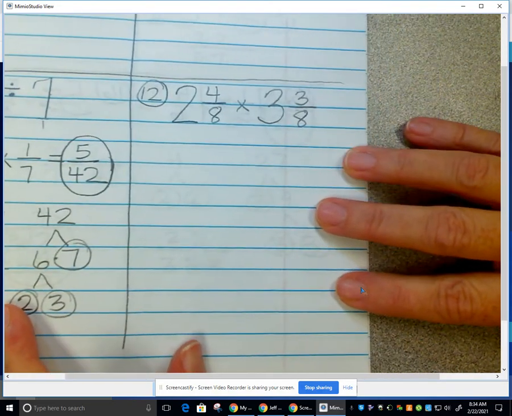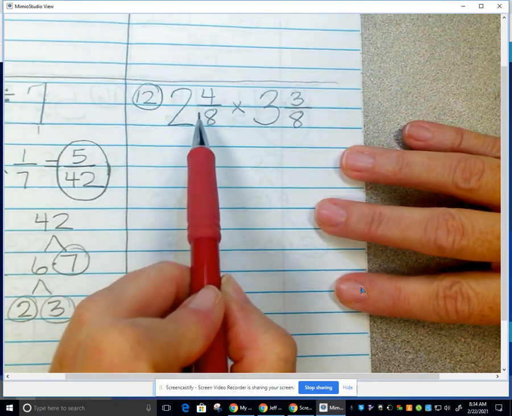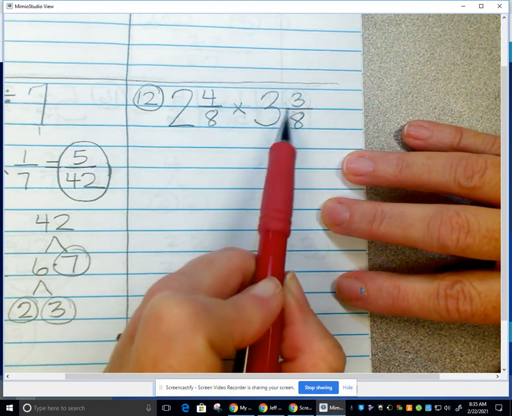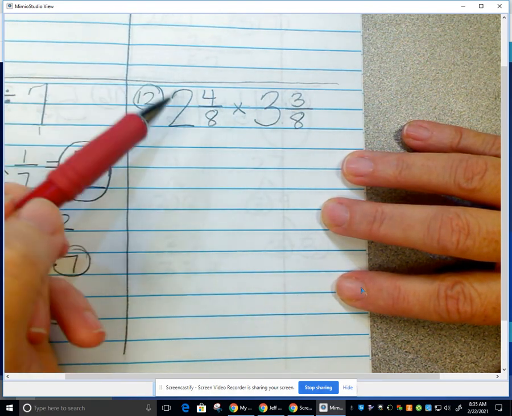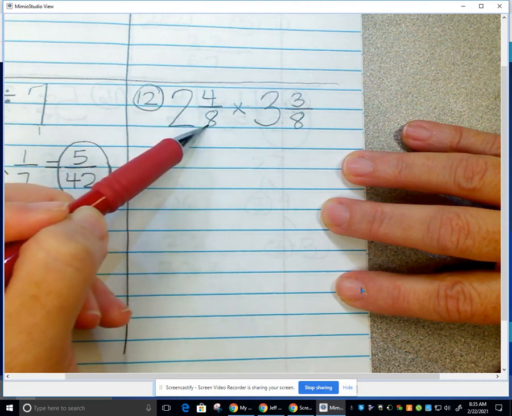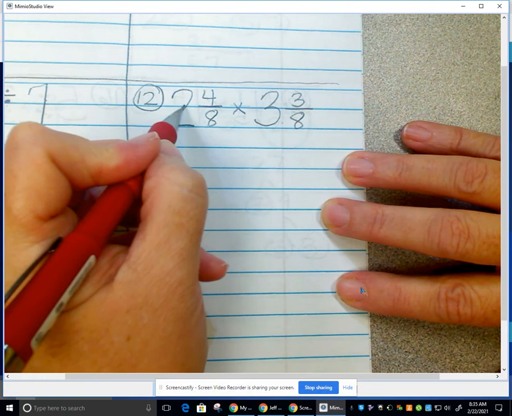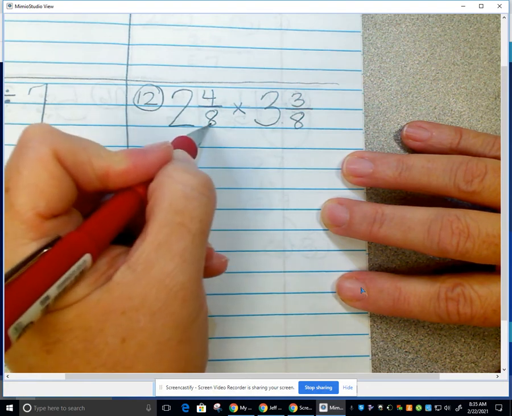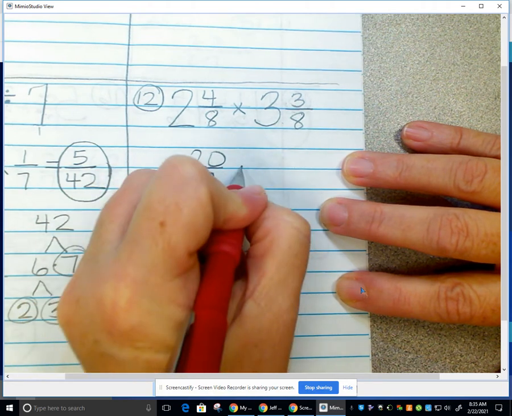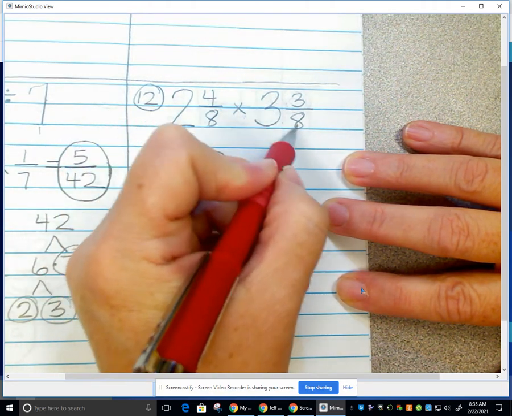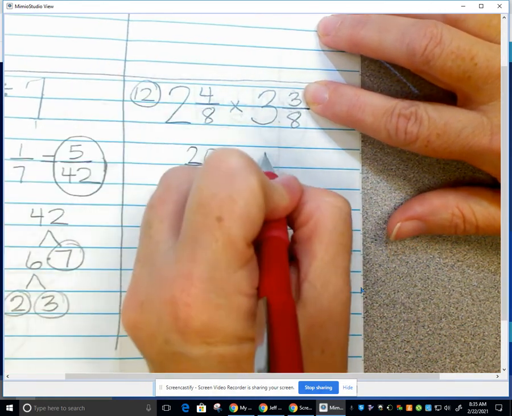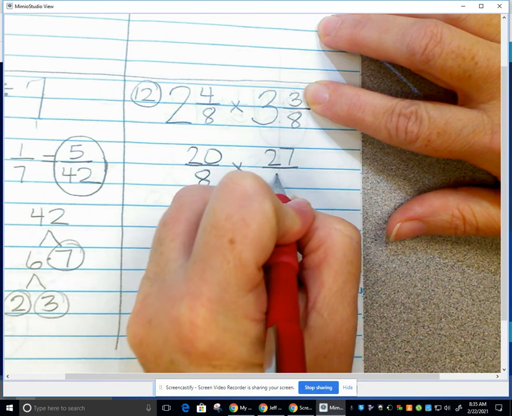Okay, number 12. I've got a mixed number times a mixed number. That means I need to turn these mixed numbers into improper fractions. So I'm going to multiply these, add the top, and keep the same denominator. So that's 16 plus 4, that's 20 over 8 times, do the same here, multiply these, add the top, 24, that's 27 eighths.